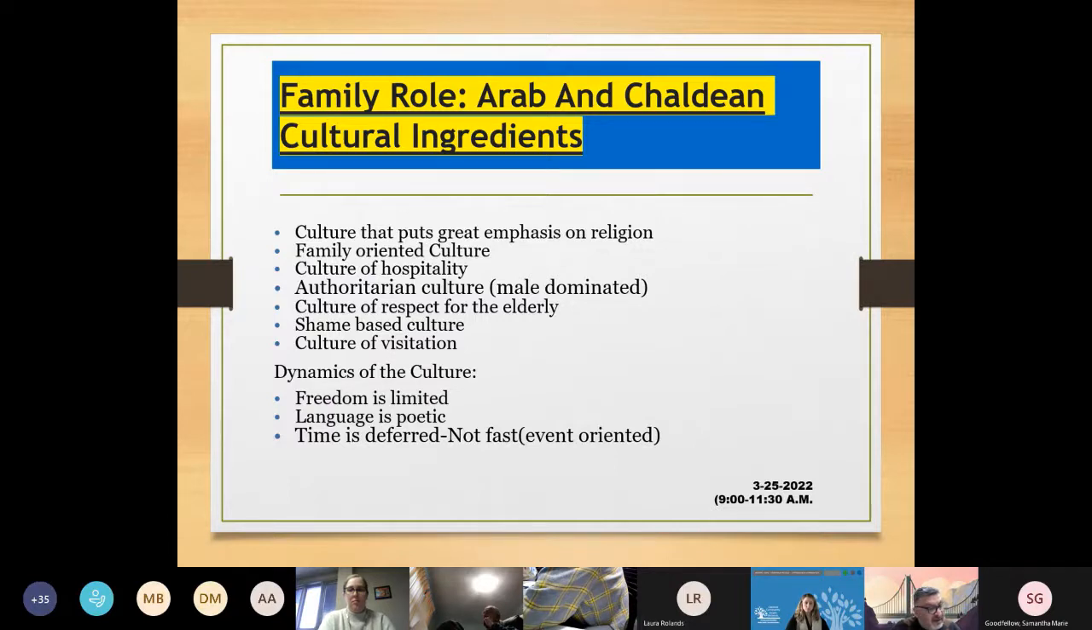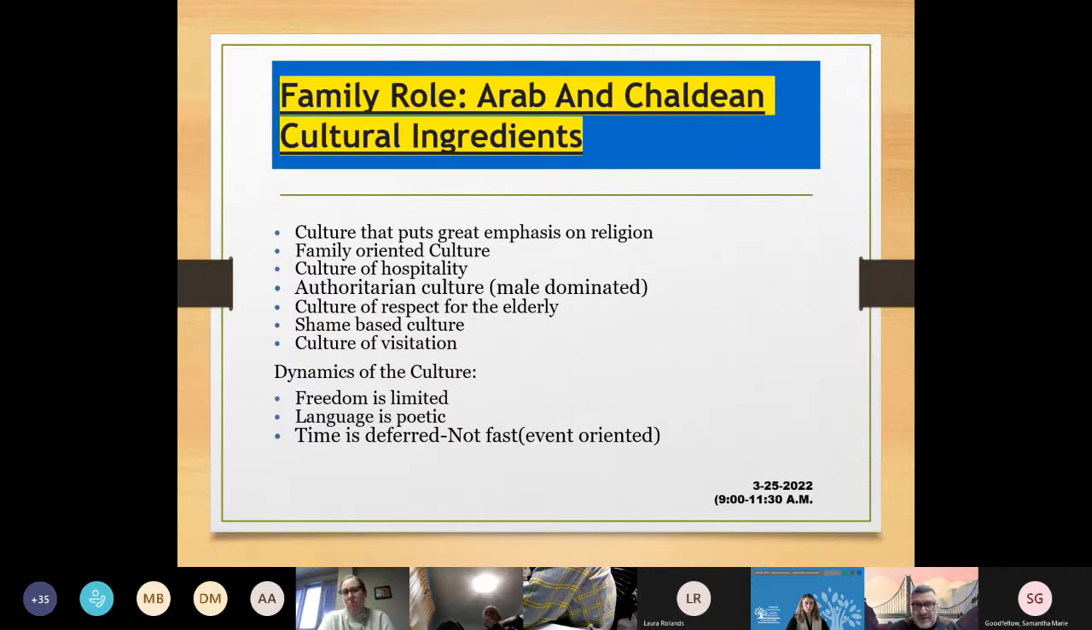It's an authoritarian culture, male dominated. Just like I mentioned, authoritarianism, this is a patriarchal system, with distinct roles for males and females. This element permeates the whole structure of the Arab world and the Chaldean community: not only father as the head of the household, but parents to children, teacher to students, master to disciple, boss to worker, and in all domains of Arab society.